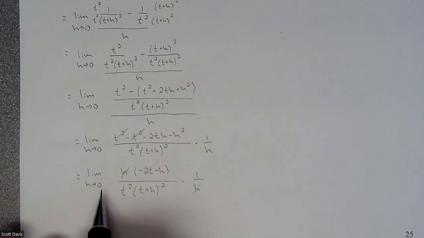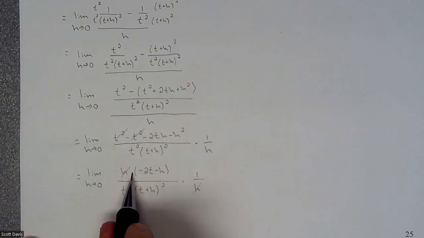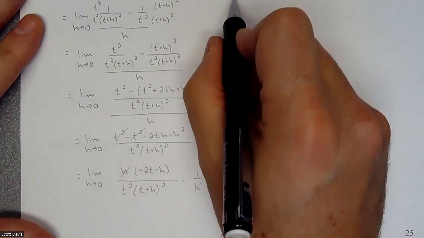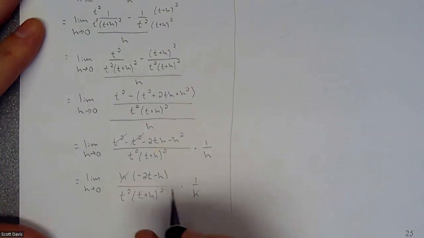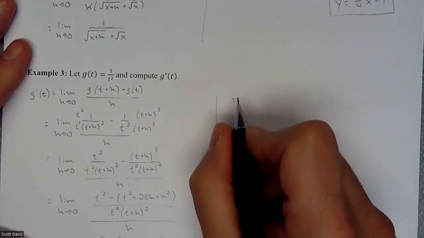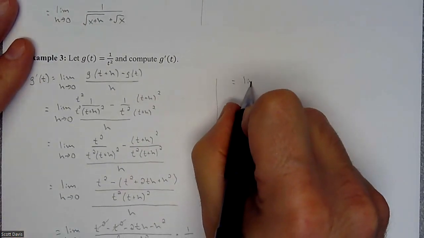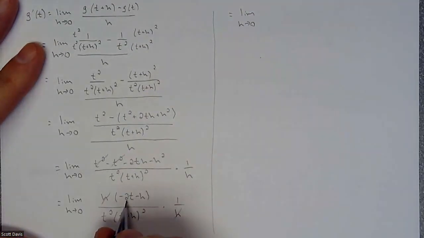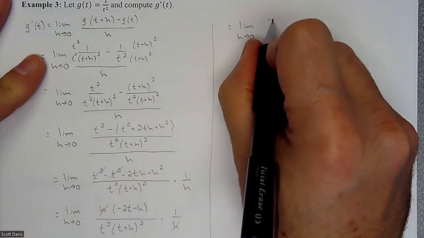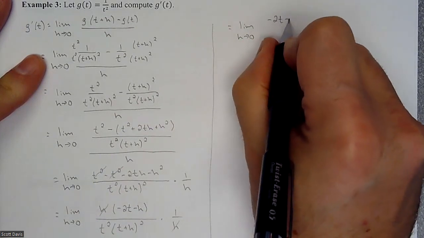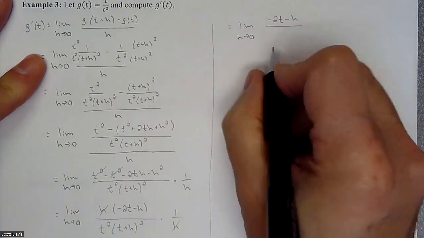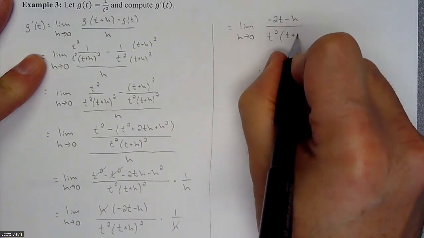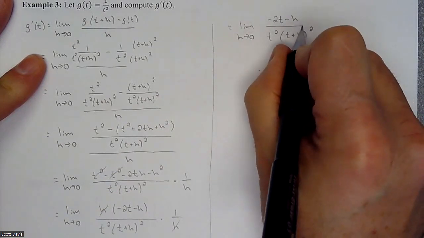That's great, because that was where we were getting our 0 on the top, and that's where we were getting our 0 on the bottom. So wonderful. We are about to get rid of our limit. Not yet. Let's rewrite, and then we can plug 0 in. So we would have a negative 2t minus h over t squared times t plus h squared.